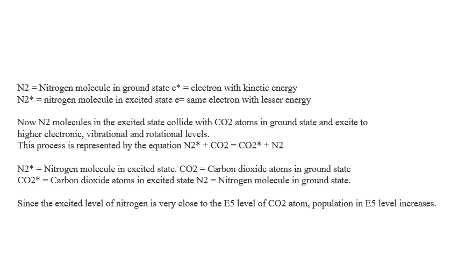Nitrogen has a ground state and an excited state. We use N2 as the ground state and N2 star as the excited state. A molecule in the excited state, N2 star, collides with CO2 and excites it to a higher level. This is shown here. Nitrogen is giving energy to CO2, and nitrogen drops to the ground state, and CO2 becomes excited. Nitrogen molecule in the excited state is denoted by N2 star, and similarly the excited CO2 is denoted by CO2 star.